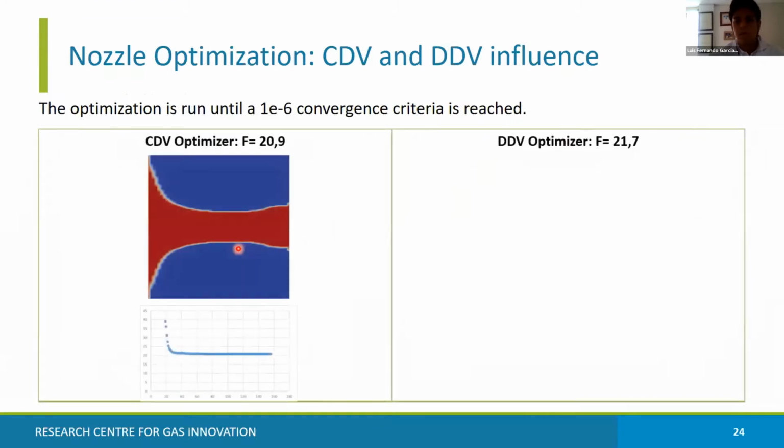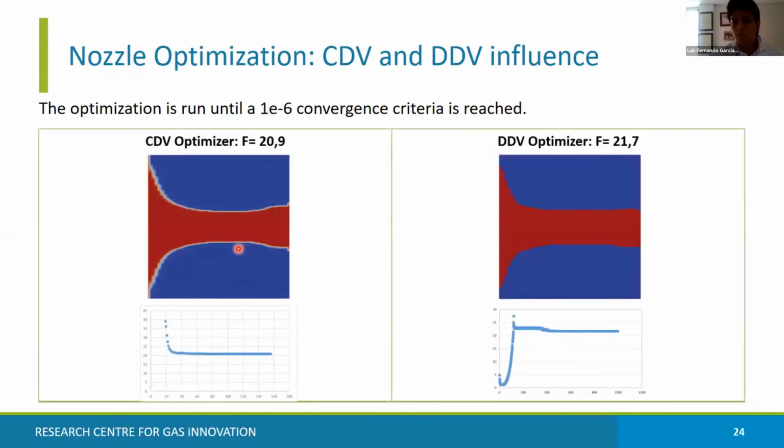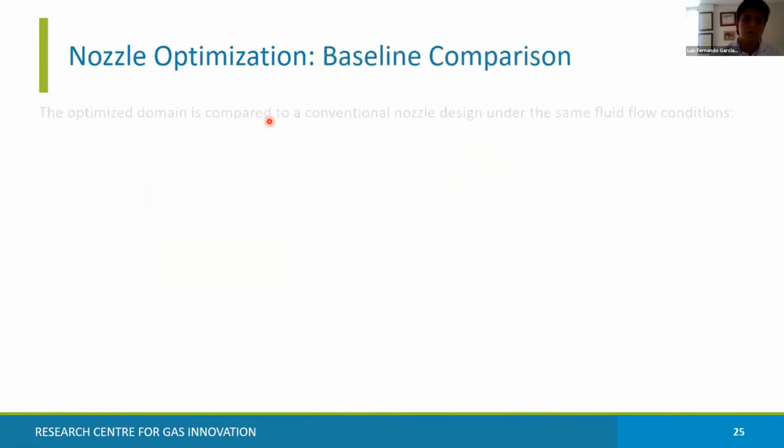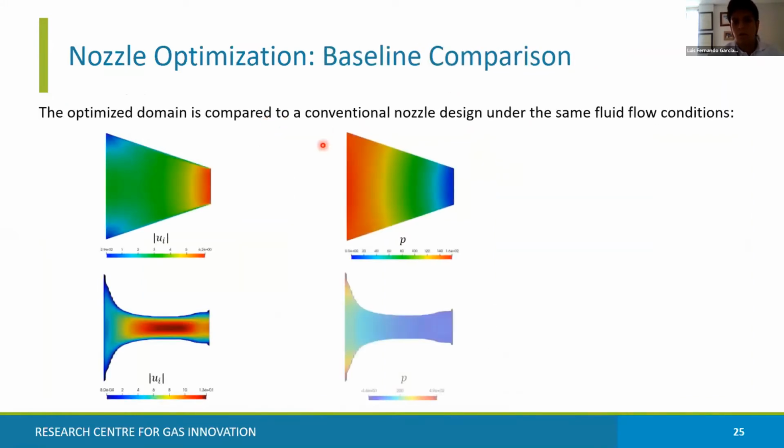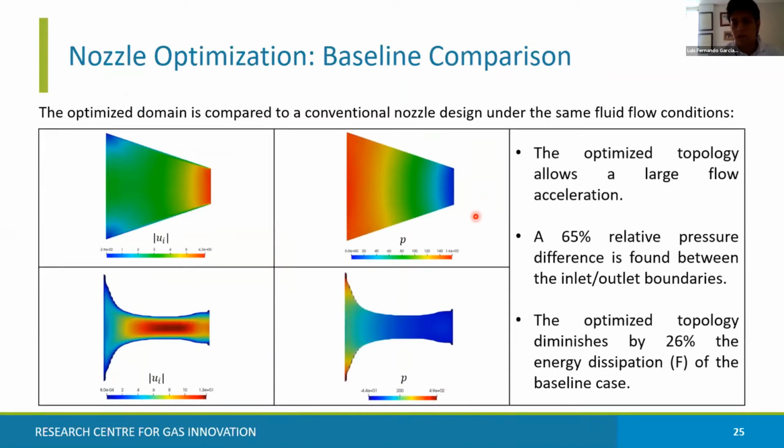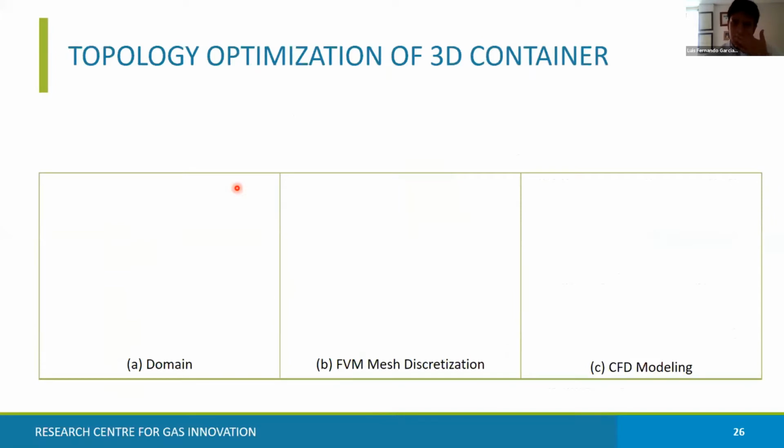And we made the optimizations until reaching smooth topologies, each one with its own energy dissipation functions, which are then compared with a common nozzle that you can find in the industry. So when we compare the energy dissipation between the nozzle, or the baseline design, with the optimized topology, we see that our optimized topology diminishes the energy dissipation by 26% in comparison with the baseline design.